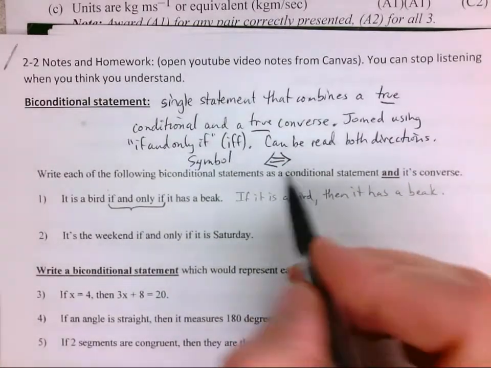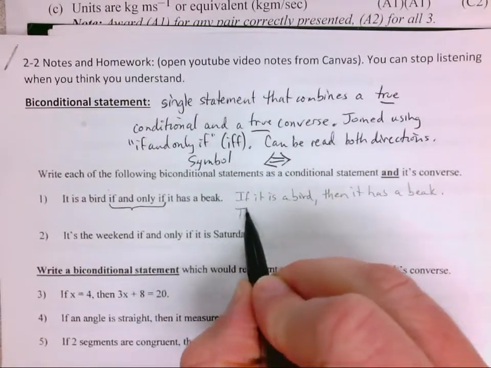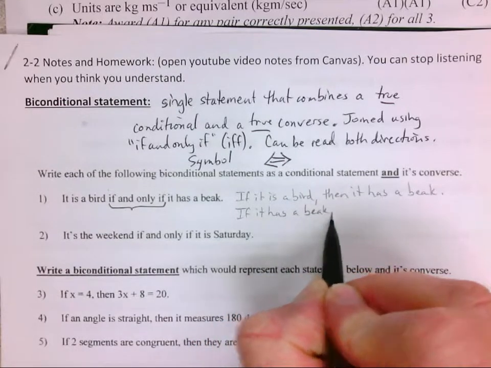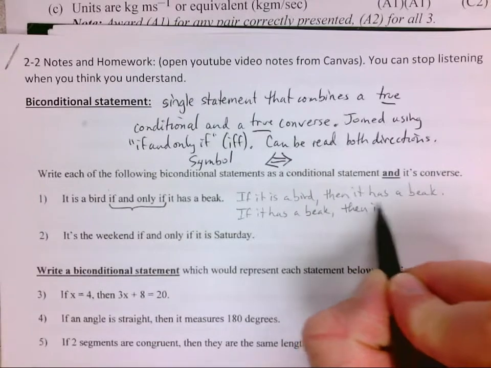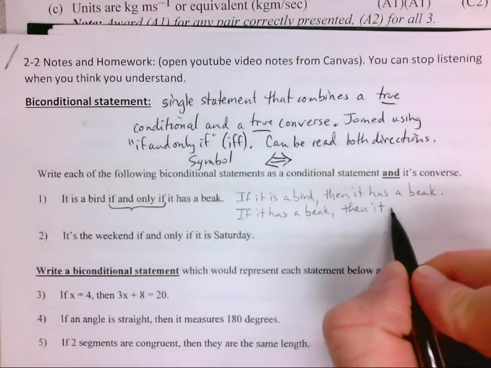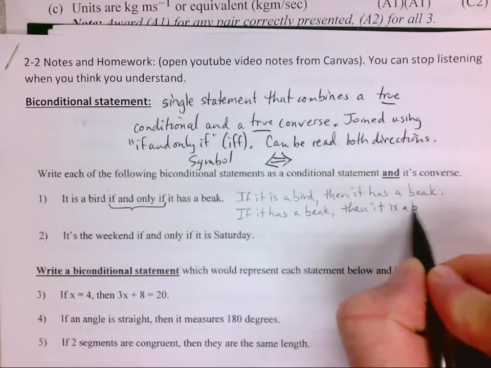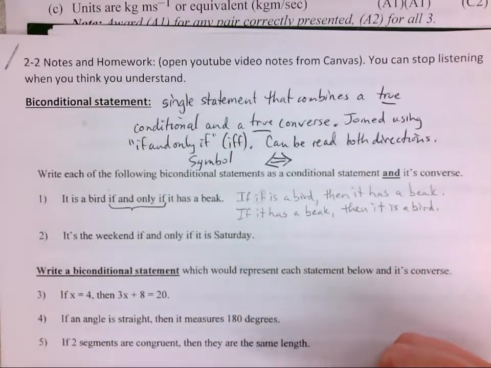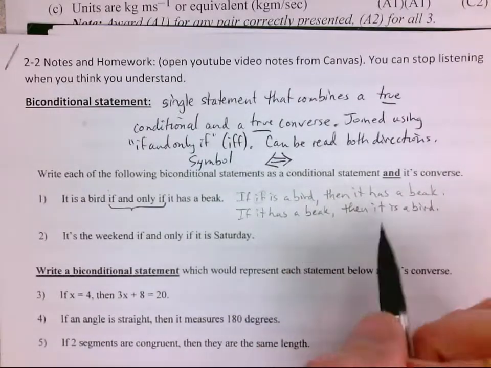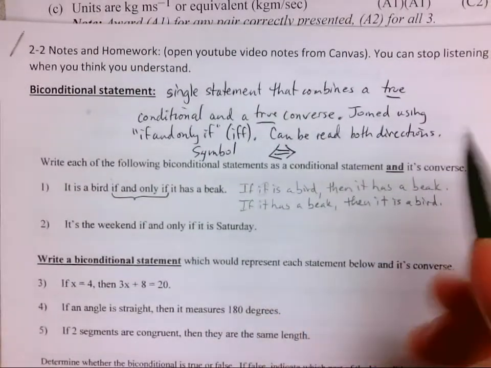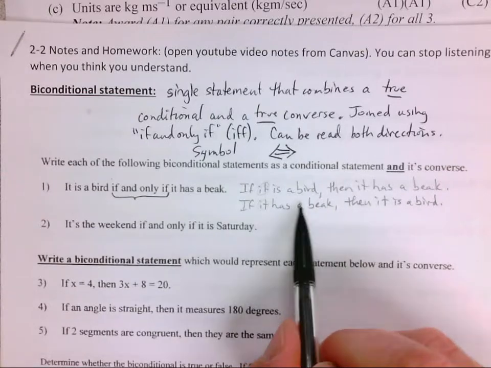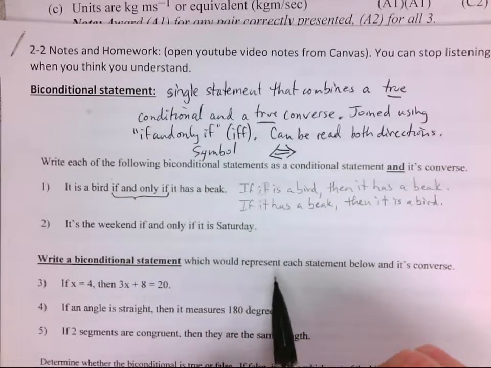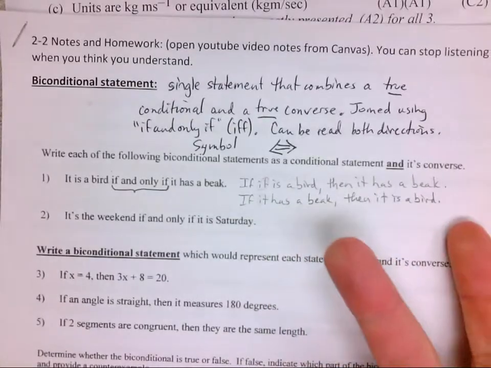The converse would be if it has a beak, then it is a bird. And we're using "it" here, which is a little dangerous, but you might say animal or whatever. That's fine. We know what we're talking about. So what we will do later on is then we'll decide if it's really true or not. So if you say a statement and you can flip it around, is it really true?